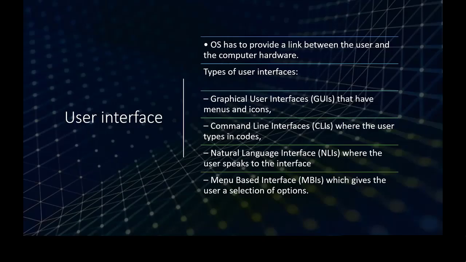User interface. The OS has to provide a link between the user and the computer hardware. Types of user interfaces are a graphical user interface, so GUIs, that have menus and icons, command line interfaces, where the user types in codes, natural language interface, where the user speaks to the interface, and menu-based interface, which gives the user a selection of options.